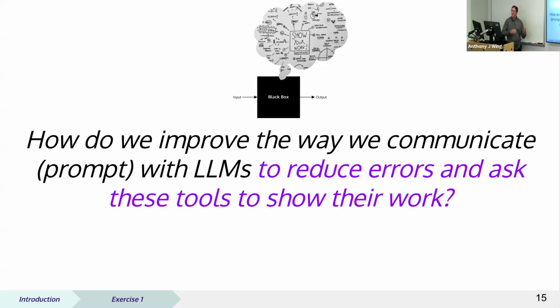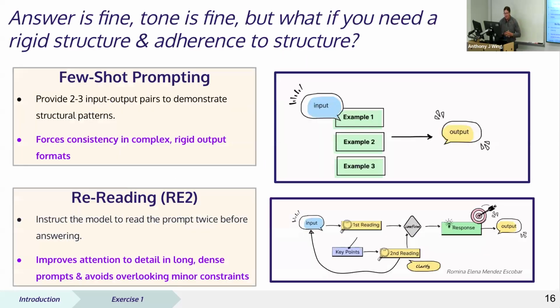Okay, so if we want to go a step further, though, we can ask the question: how do we improve the way we communicate with LLMs to reduce errors and ask these tools to show their work, right? So now we're trying to go a little bit deeper. And there are quite a few different strategies. Honestly, there are probably over 100 different strategies, but I just pulled some that are pretty relevant where papers have come from to get you thinking about the different ways that you can interact with these tools.